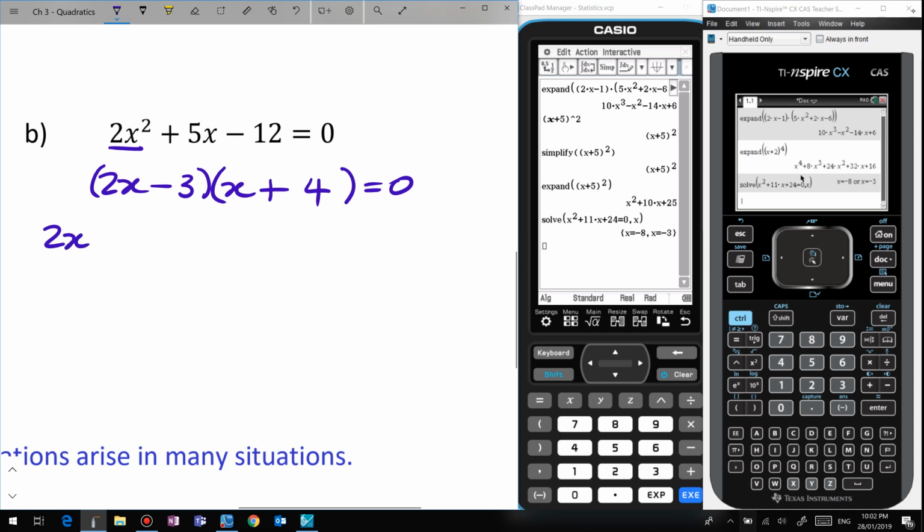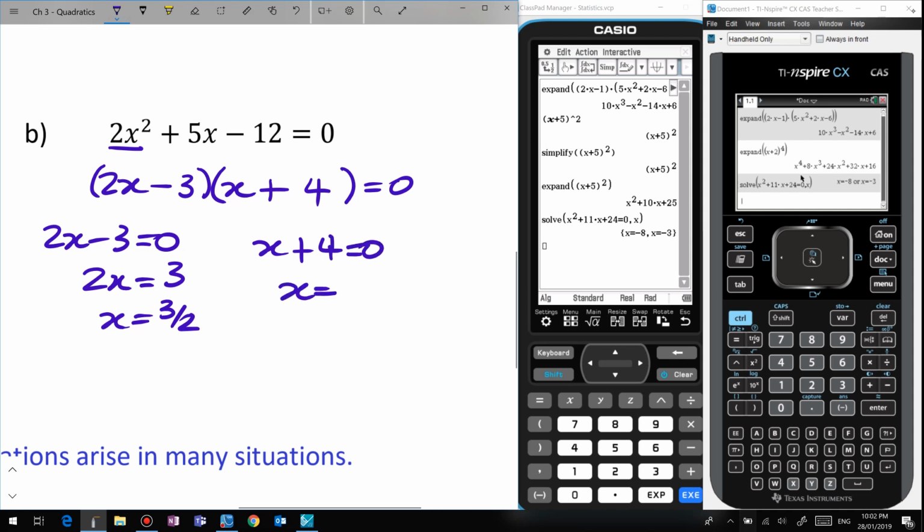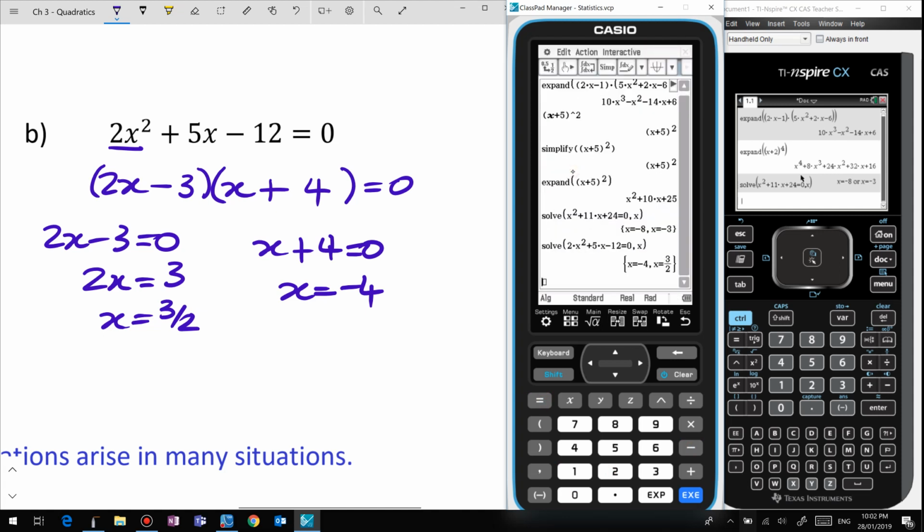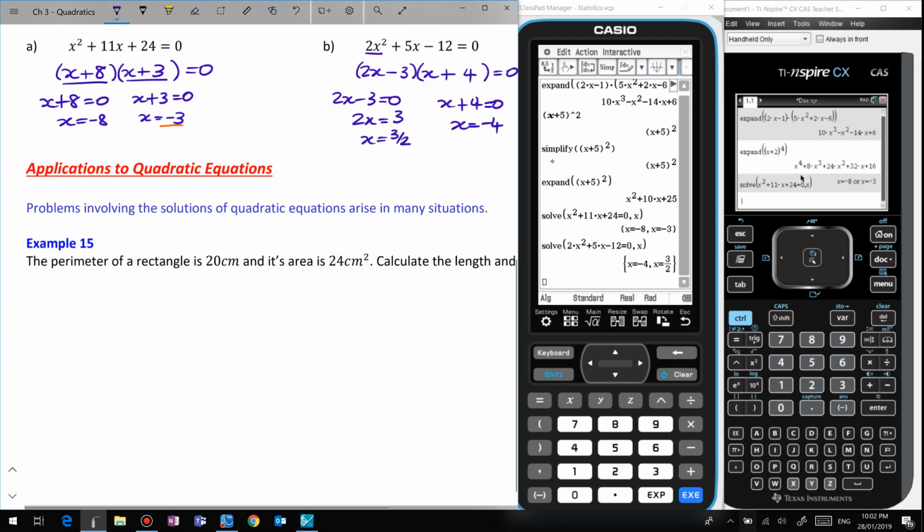So I get 2x minus 3 equals 0. 2x is equal to 3. x is equal to 3 on 2. And I get x plus 4 equals 0. x equals negative 4. Now let's just check it on the CAS. 2x squared plus 5x minus 12 equals 0. Highlight, interactive, advanced, solve for x. Negative 4 and 3 on 2. So we got it correct.